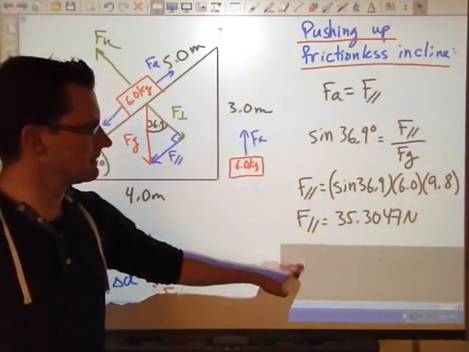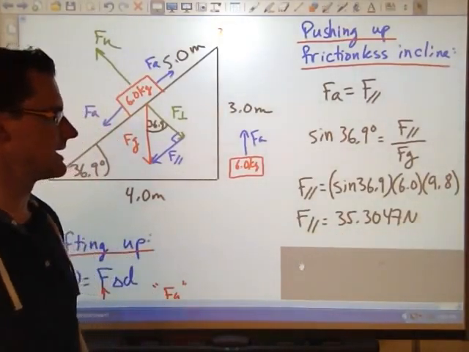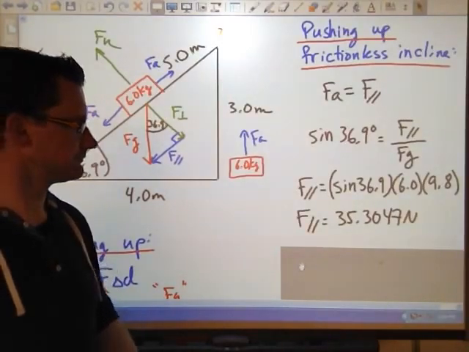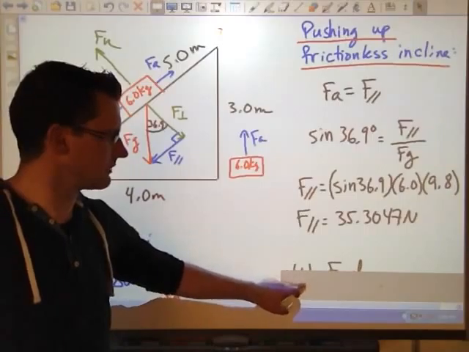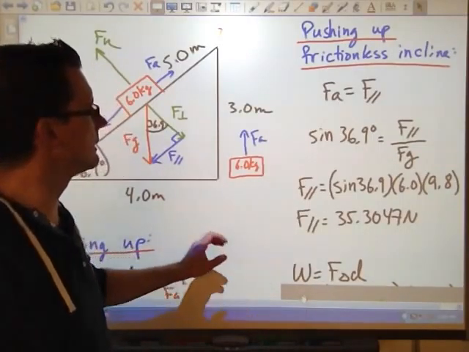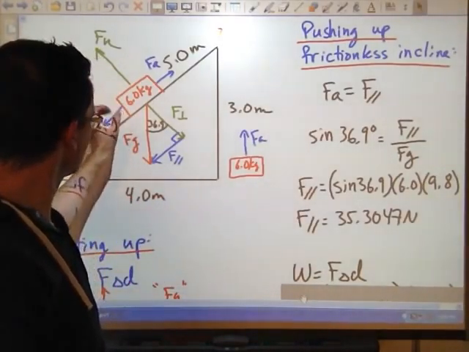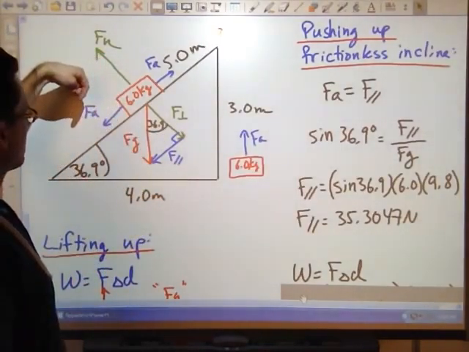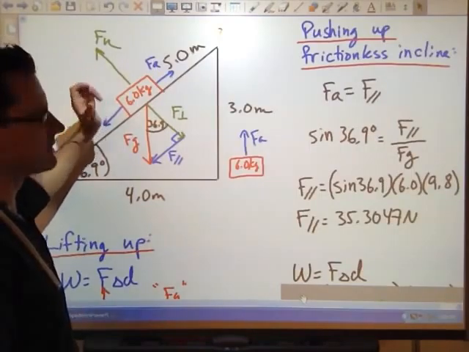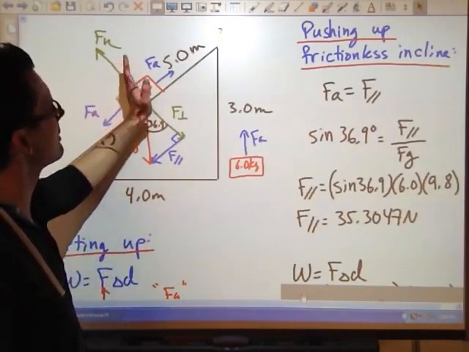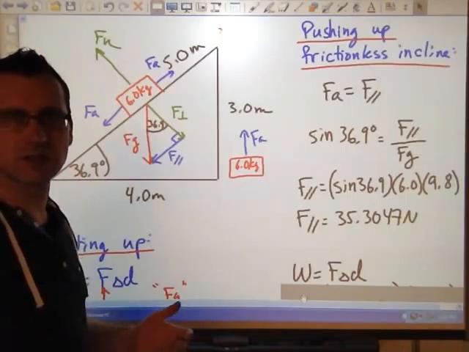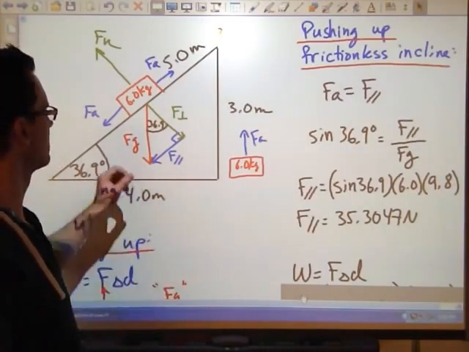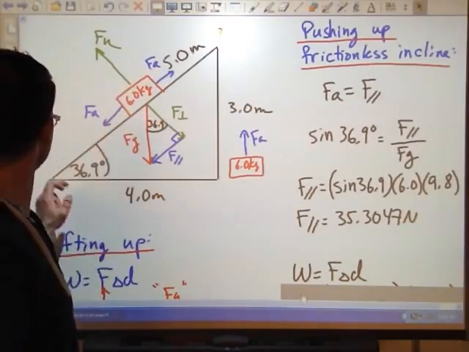And I get it to be 35.3047 newtons before rounding off. And if I figure out the work done, therefore, in pushing it up, one thing to note here, FA is this way, so in order to push it up, assuming no friction, I have to exert an equal and opposite force in this direction, because we're assuming there's no friction. We're making it a relatively easy question to calculate. So FA is applied that way.